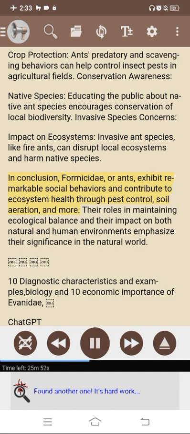In conclusion, formicidae, or ants, exhibit remarkable social behaviors and contribute to ecosystem health through pest control, soil aeration, and more. Their roles in maintaining ecological balance and their impact on both natural and human environments emphasize their significance in the natural world.